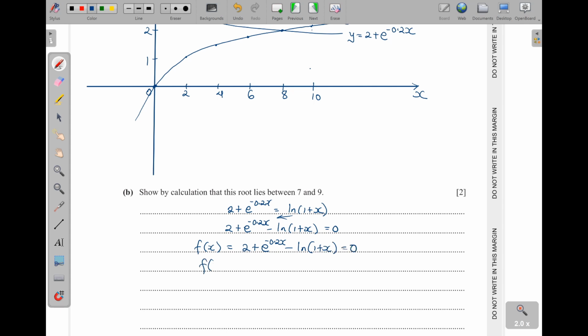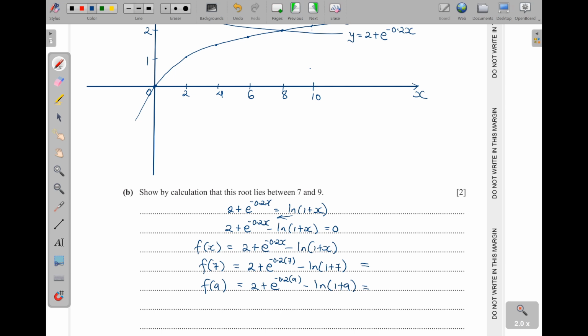Then I substitute. When I put 7, what do I get? When I put 9, what do I get? So we are going to put 2 plus e to the power of negative 0.2 times 7, then minus the natural log of 1 plus 7. Actually, let me remove this, is equal to 0. A root is that value that you put in the function and it reduces it to 0. Then for 9, 2 plus e to the power of negative 0.2 times 9, minus the natural log of 1 plus 9.